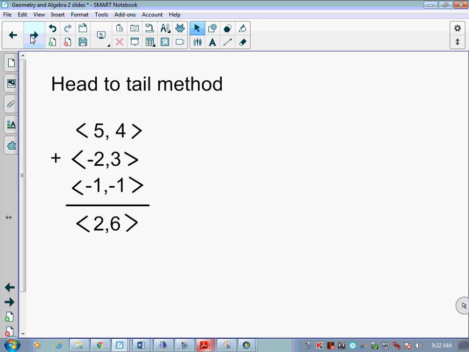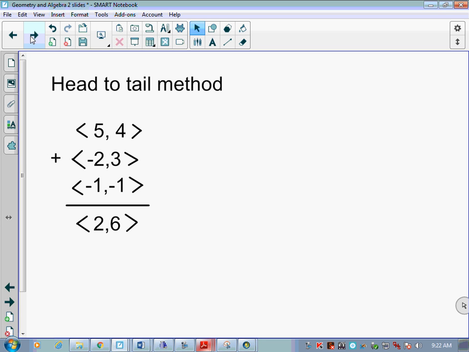So 4 plus 3 plus -1, okay, 4 plus 3 is 7, minus 1 is 6, right? All right, 5 plus -2 plus -1, well, that's going to be 3, minus 1 is 2, so the final component form, or final vector, resultant vector is 2, 6.